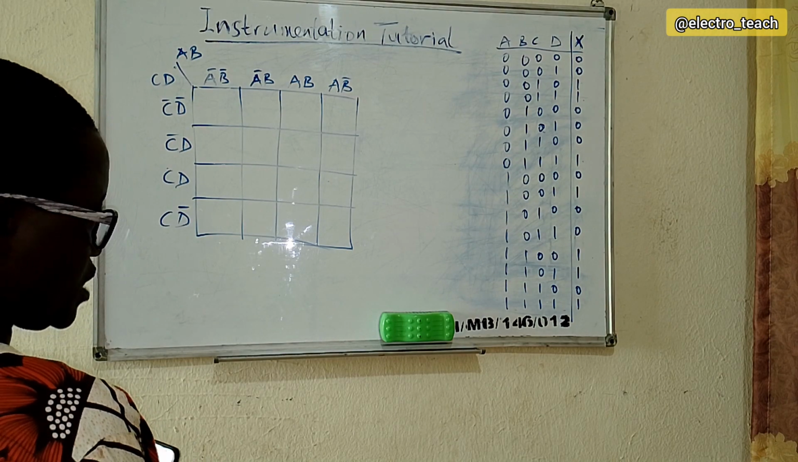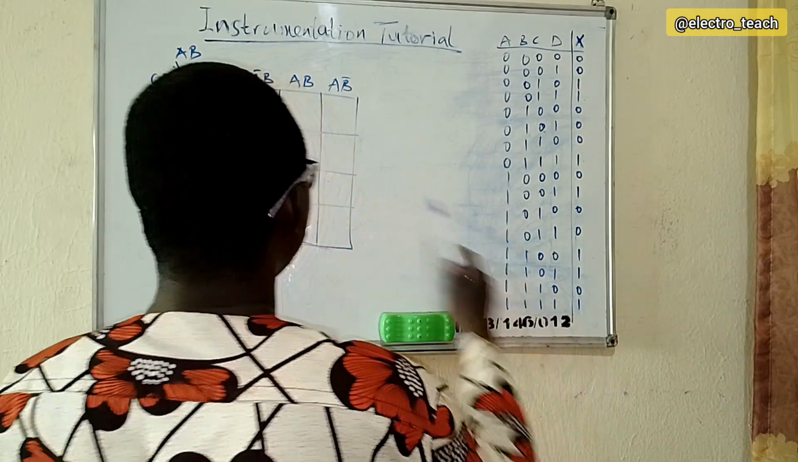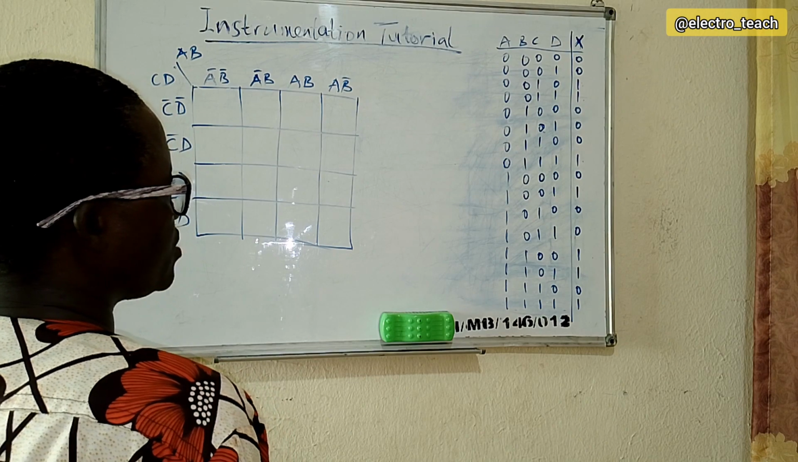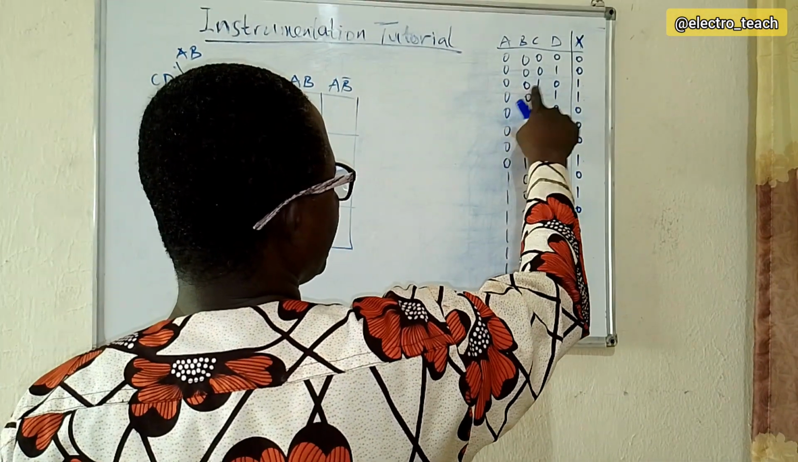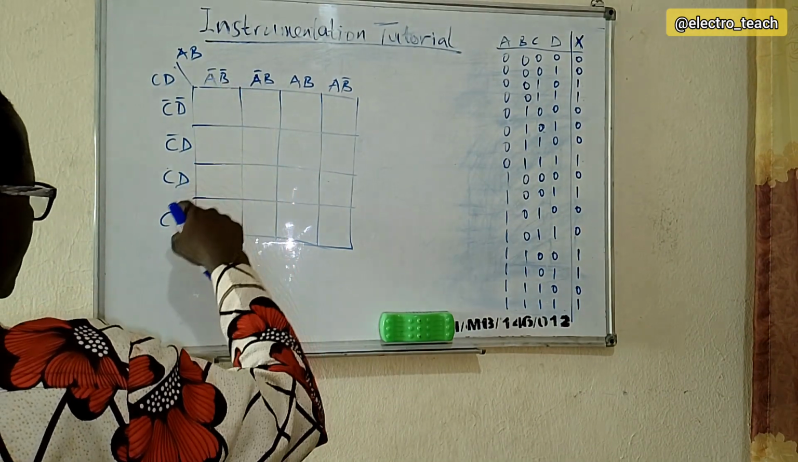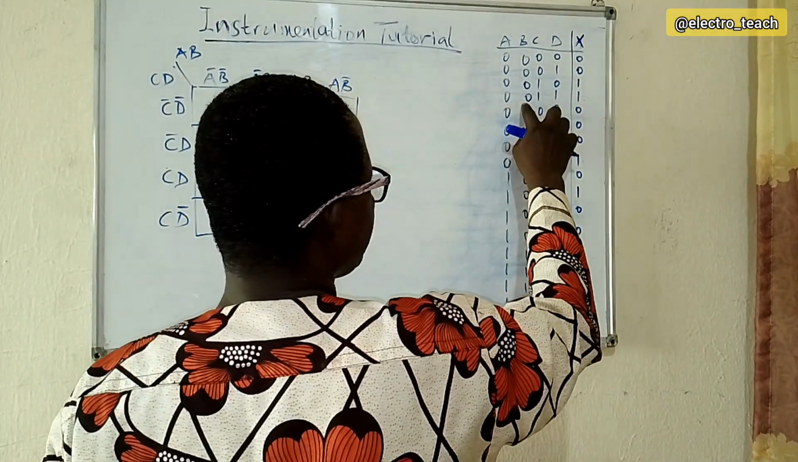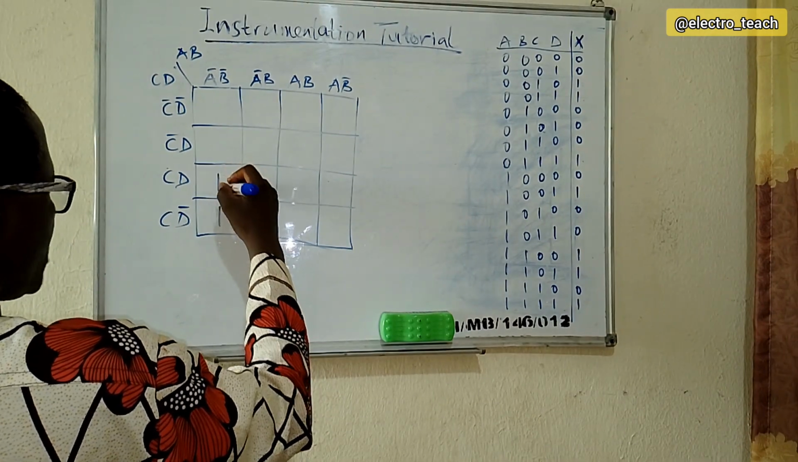So we are going to deal with where we have 1, 1, 1, 1, 1, 1, 1, and then map them into the various cells where they belong. Looking at this one, for instance, you have A bar, B bar, C, D bar. So we are putting 1 here. The next one, A bar, B bar, C, D. We are putting 1 here.